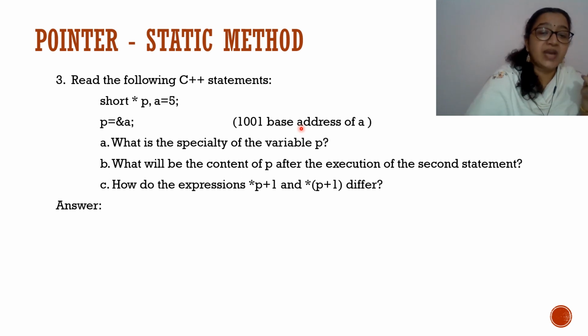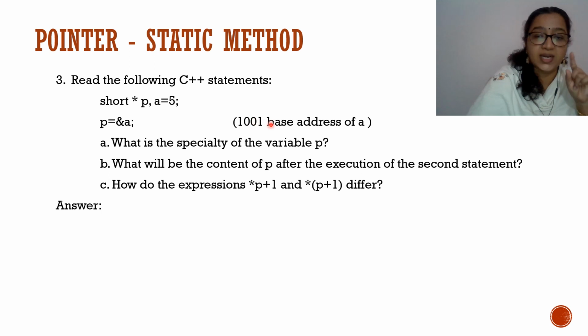So when we add P plus 1, we move to the next cell, meaning the next location. How much will it move? Yeah, 2 bytes. So what is the next address? 1001 and 1002 are for A. So next to the 2 bytes means 1003 we will get. So P plus 1's answer is 1003. Understood? Because it is short, 2 bytes is for one cell.